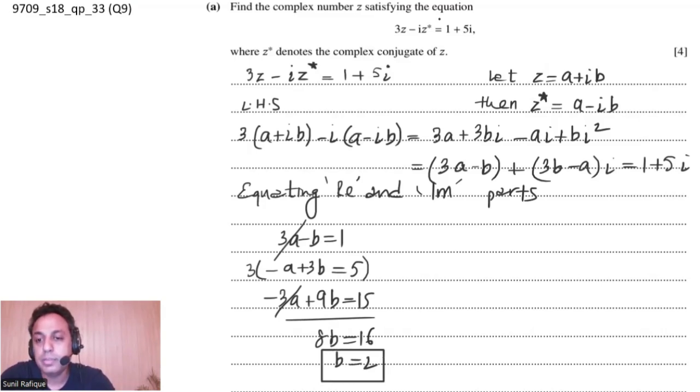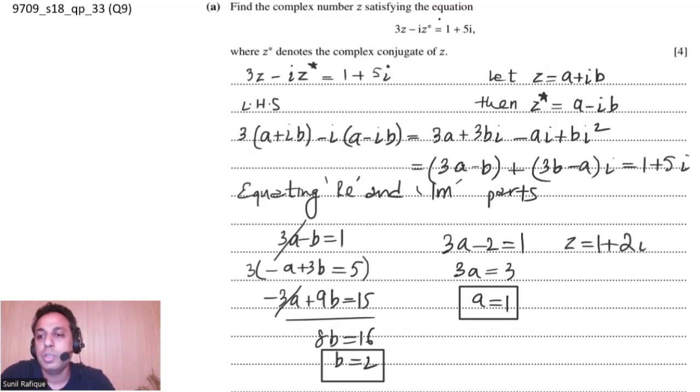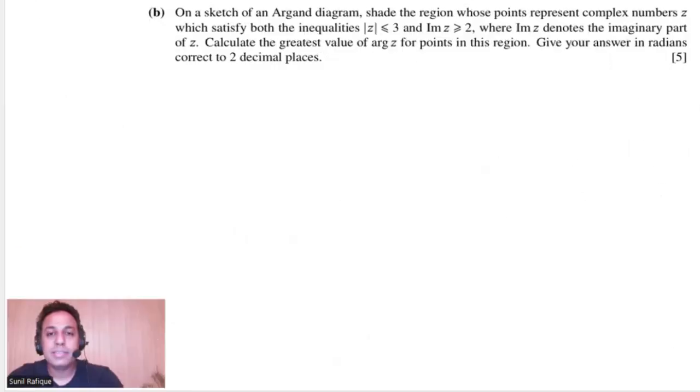Okay. And let's substitute it back in one of the equations. 3a minus 2 equals 1. So 3a equals 3. a equals 1. These are my a and b. So z is 1 plus 2i. That's the final answer. So this is part B.